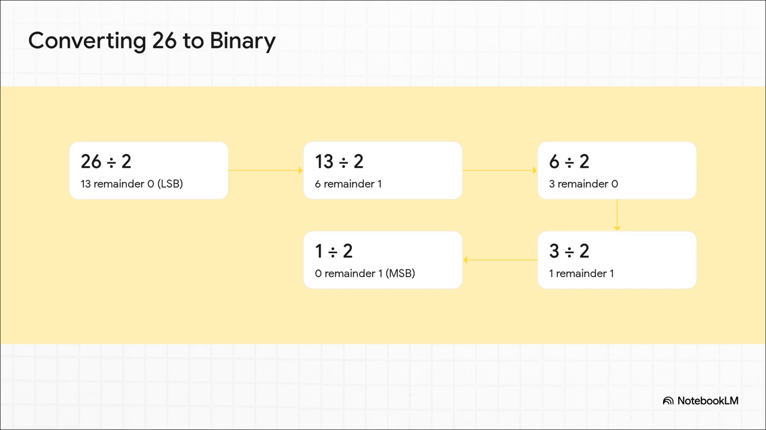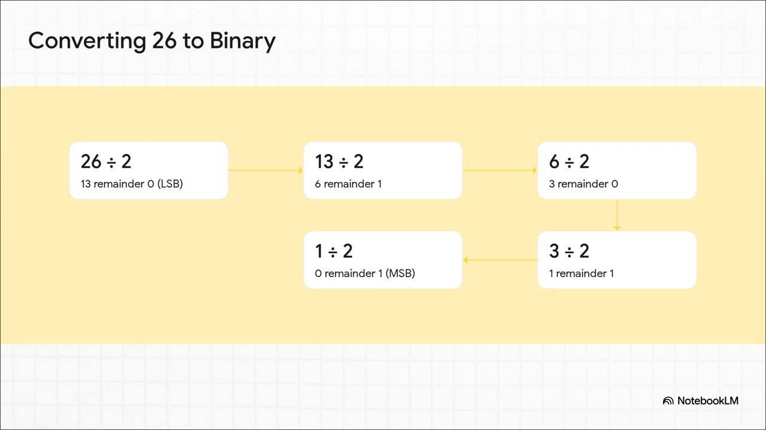Okay, first up, 26 divided by 2 is 13, with a remainder of 0. Let's hang on to that 0. Now we take the 13, divide that by 2, we get 6, with a remainder of 1. Cool, save that 1. Next, 6 divided by 2 is a clean 3, so the remainder is 0.